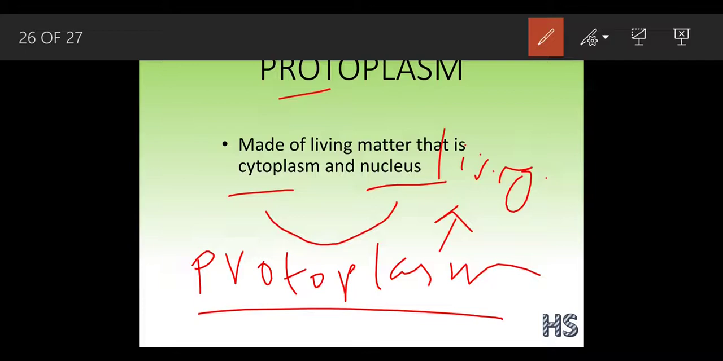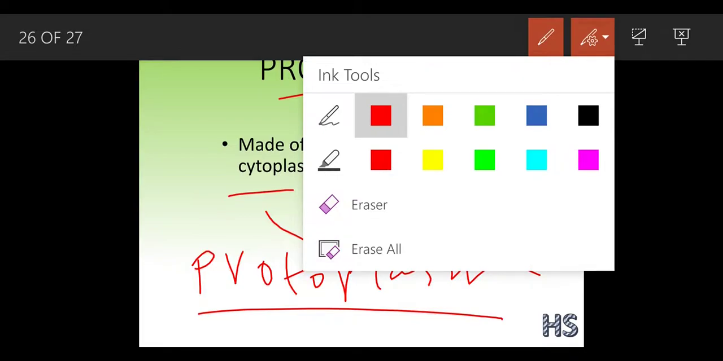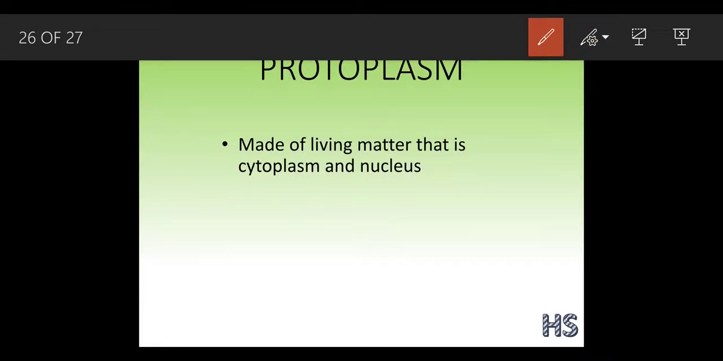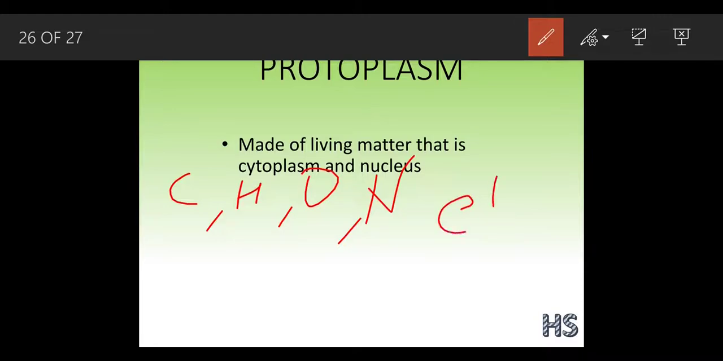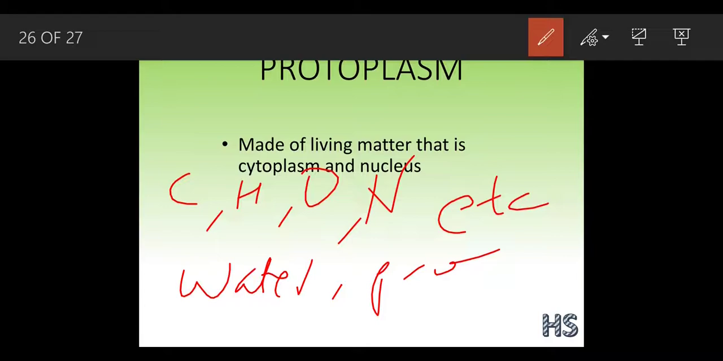This protoplasm is made up of different types of elements. What are these elements? They are carbon, hydrogen, oxygen, nitrogen, sulfur, iron, phosphorus, etc. And what is the function of this protoplasm? It helps in the formation of water, proteins, carbohydrates, etc. This was all about the protoplasm part.